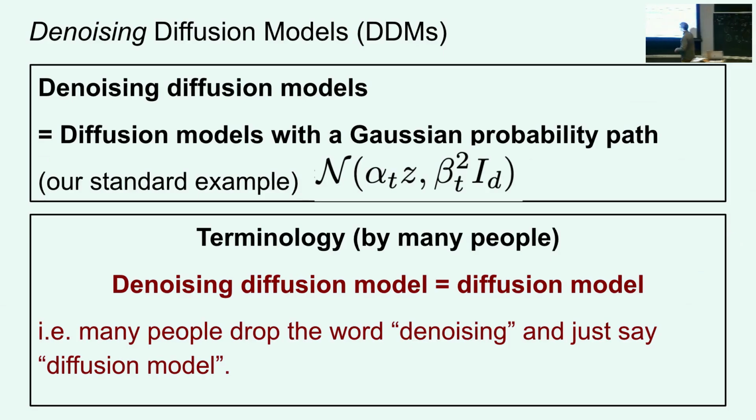First of all, denoising diffusion models. In our terminology, or in this general terminology, is a diffusion model with a Gaussian probability path. So the standard example we had was the case of denoising diffusion models. And for many people, a denoising diffusion model is just a diffusion model. So if you go to some machine learning conference, for many people, if they say diffusion model, they actually mean this thing, a specific instance in mind. You should keep in mind that there are many different terminologies and approaches, and people will talk about the same thing in a different way.